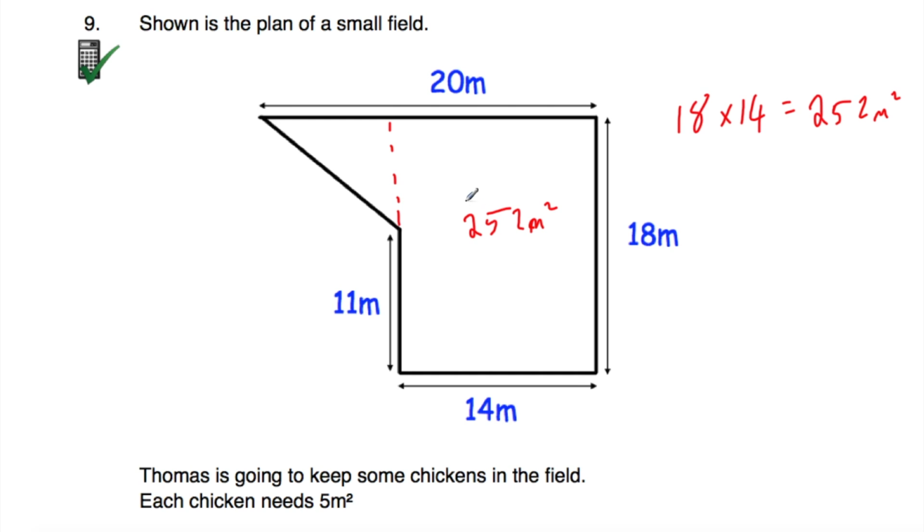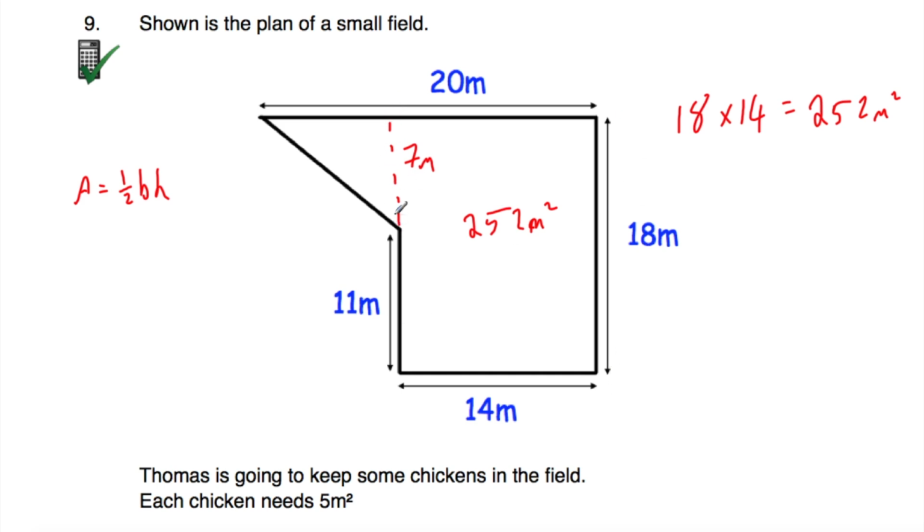252 meters squared. Now in terms of this triangle, the area of the triangle is half the base times the height, so area equals half the base times the height. In terms of this triangle, we need to find the base and the height. So in terms of the height of it, if the height of the whole shape is 18 meters, or this length of the field is 18 meters, if this length is 11 meters, this length must be 7 meters, because 7 plus 11 is equal to 18.